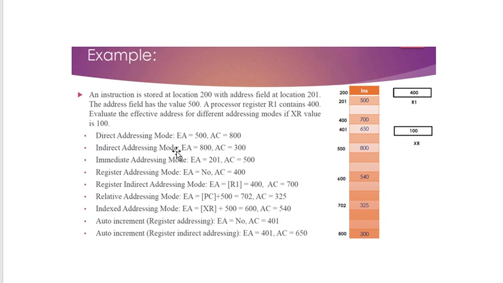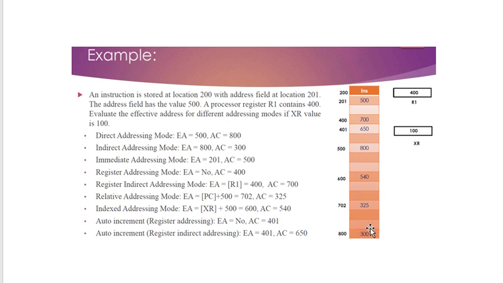And the second one is indirect addressing. Indirect addressing says that we'll go and look at the address field, and the address field is storing 500, right? Now the value stored at the address field is the address of the operand. When we look at the address field, which is at 201, it's storing 500. We'll come and look at 500. What is it storing? 800. It means that 800 is the location of the operand. So because of indirect addressing, we do it twice: 500, then 800.